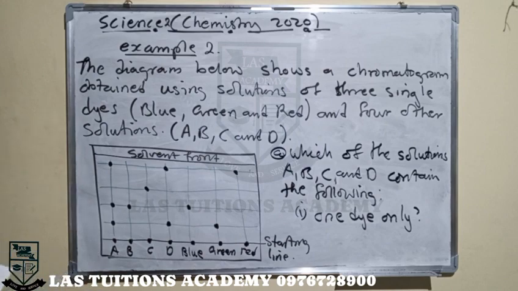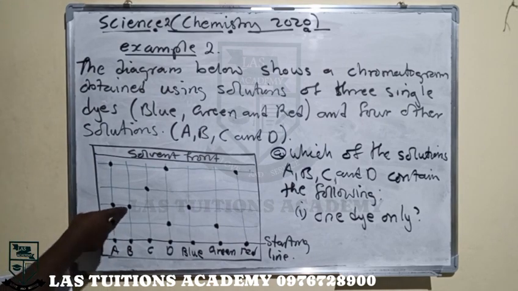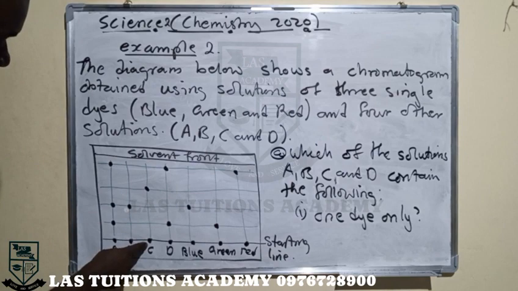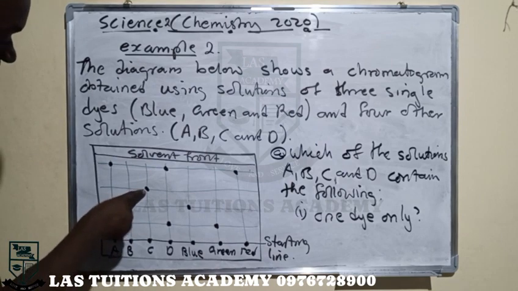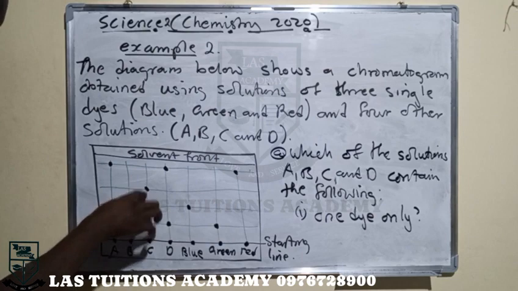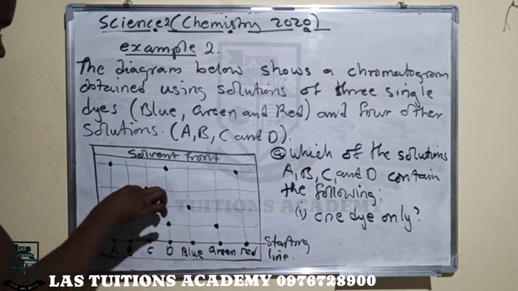So we see that B contains one dye, there's only one here. And when we look at C also, it only has one there. So B and C, they only have one dye each. So this one has one and this one has one. That's why it has got nothing else. We are only up to that point.